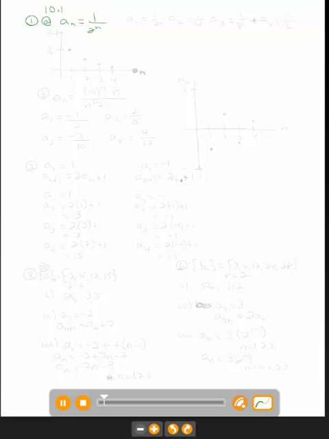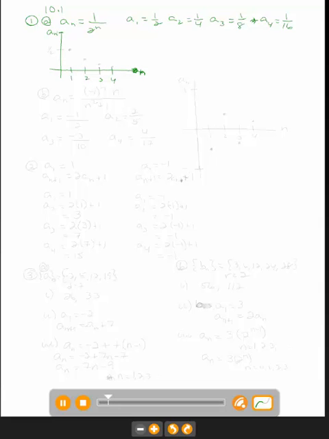So it wants four terms. A sub 1 would be 1/2. A sub 2 would be 1 over 2 squared, which is 1/4. A sub 3 would be 1 over 2 cubed, which is 1/8. And A sub 4 would be 1 over 2 to the 4th, which is 1/16. And then you're supposed to graph it.